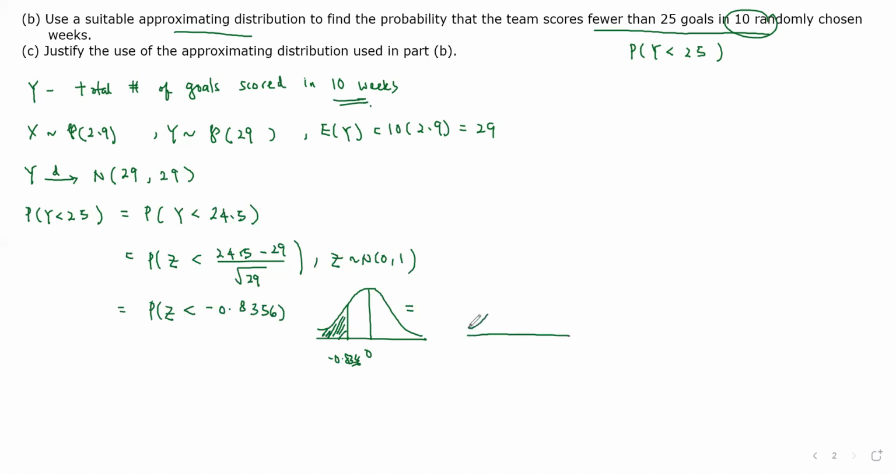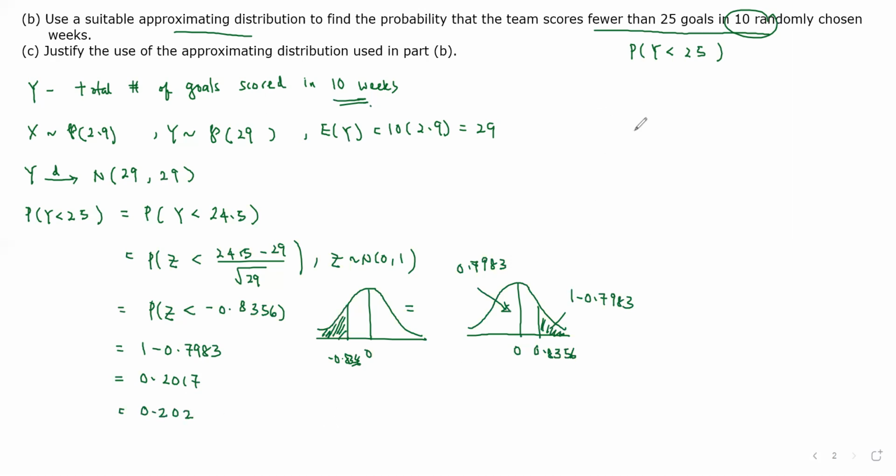This area is exactly the same as the area on the right side, 0.8356. We can find this area using the standard normal table, which is 0.7983. The area that we want is 1 minus 0.7983, giving us a value of 0.2017.